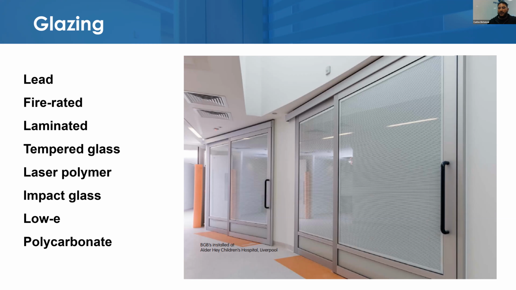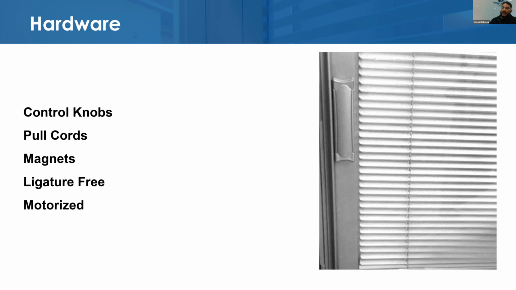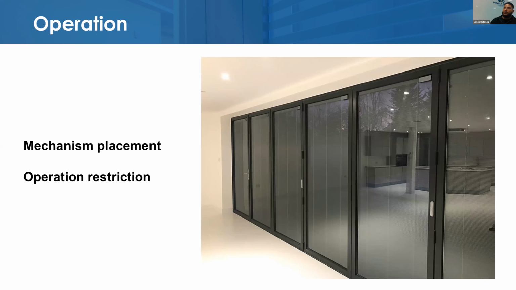or mental health environments. Now, in terms of hardware, blinds between glass can have control knobs. You may see some manufacturers with pull cords. This image here is of a magnet. You also have ligature-free knobs, and you also have motorized as well. The motorized is basically going to be a remote control or a switch on the wall, or both. They can also be programmed in a series or controlled independently, depending on how you'd like it to be programmed.